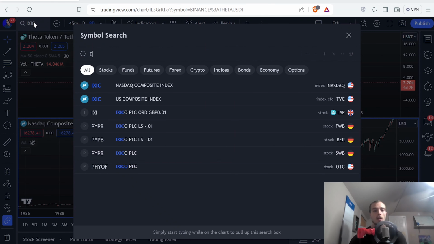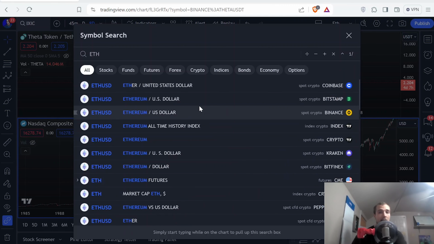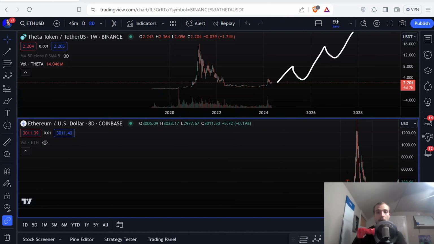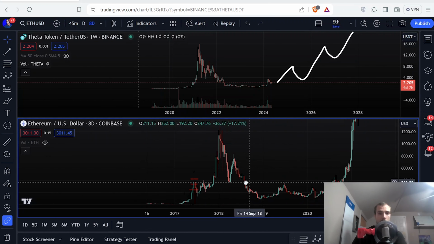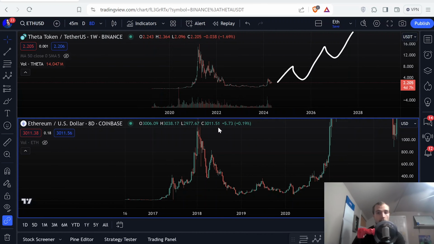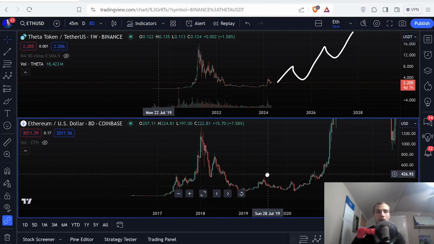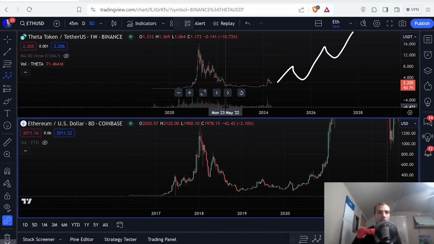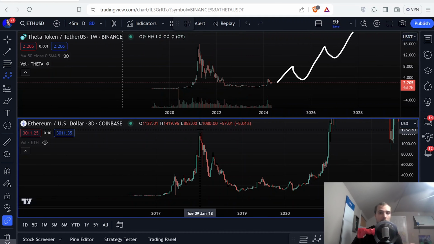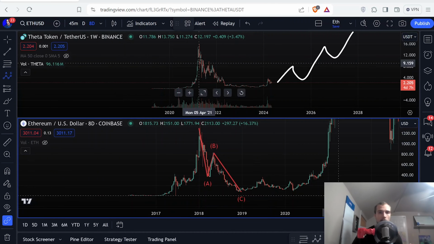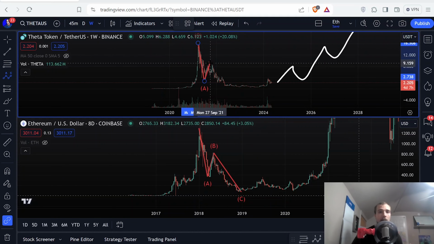Now, if you guys don't know, Ethereum did the exact same structure as Theta currently. Again, people want to forget that markets repeat, that human psychology never changes, but I won't forget it because it's super profitable to understand that. So if you see here on the bottom, we have Ethereum, and on the top, we have Theta. Now, both of these coins did a perfect ABC correction down. You can see this perfect ABC correction.